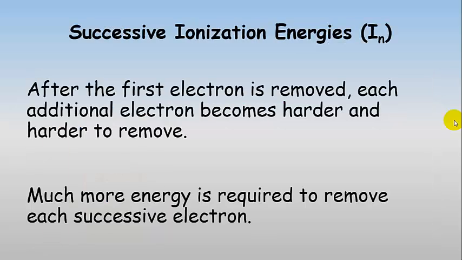Okay, now, this is a little bit harder. So now we're going to talk about successive ionization energies. And what that means is that you're going to take away the first electron, that's the first ionization energy. But then you're going to remove additional electrons one at a time. And every time you do that, it gets harder and harder to remove an electron due to increased effective nuclear charge. And so you have to put more and more energy in to remove the electrons every time you take one away. Okay, so much more energy is required to remove each successive electron.